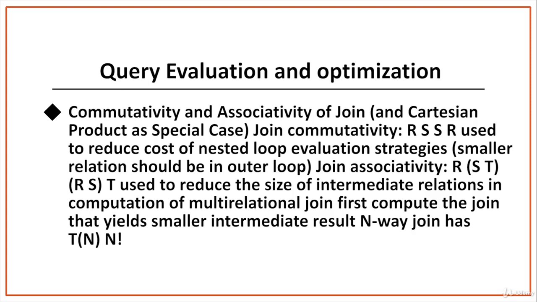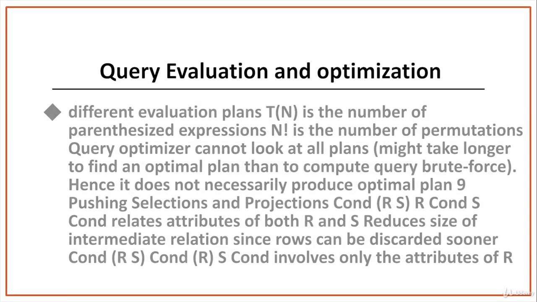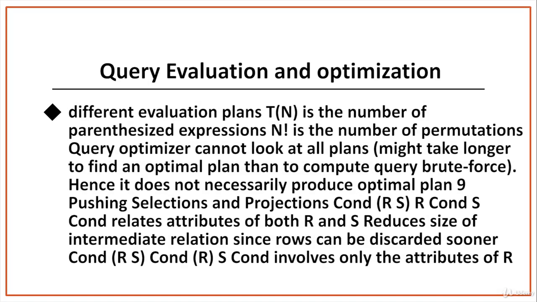is used to reduce the size of intermediate relations in computation of a multi-relational join. First compute the join that yields the smaller intermediate result. An N-way join has T(N) times N factorial different evaluation plans. T(N) is the number of parenthesized expressions. N factorial is the number of permutations.